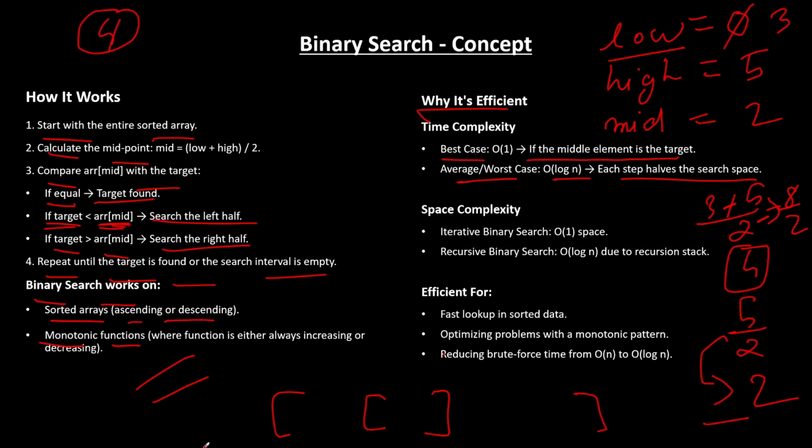When we do something, and at any step, if we make the particular thing half, half, half, like a merge sort, time complexity comes out to be log n, right? So that is why it is much more efficient than any other iteration. And search complexity usually takes O of 1 time complexity, and if you are doing a binary search, then it takes log n recursion steps. That's all. Now this binary search is basically efficient for fast lookup in sorted data, optimizing problems with monotonic pattern, reducing the brute force time from O of n to log n. Okay.